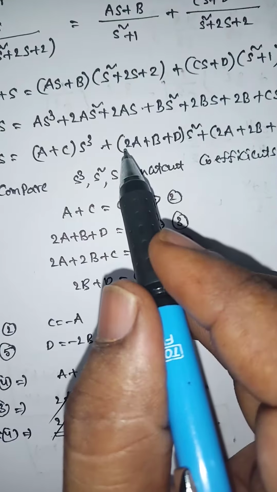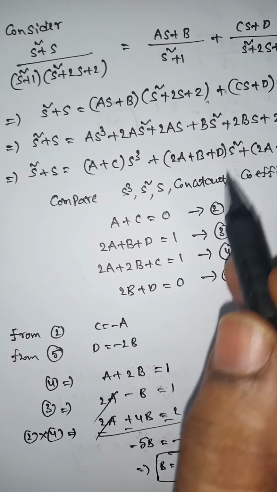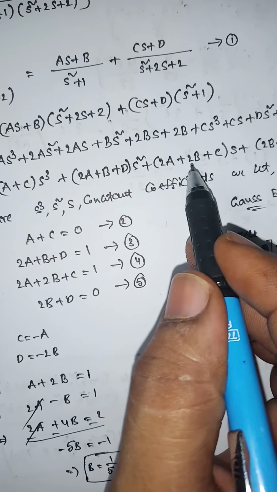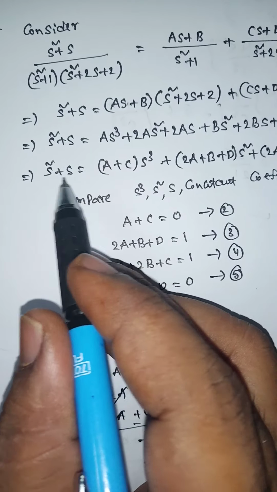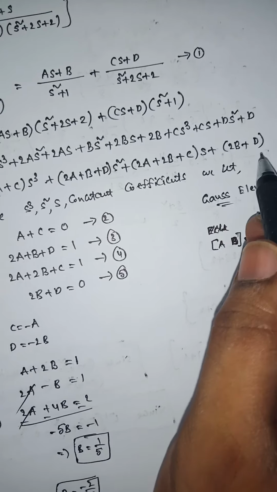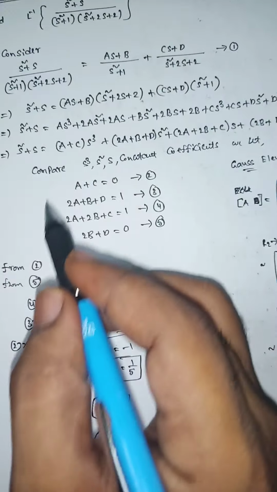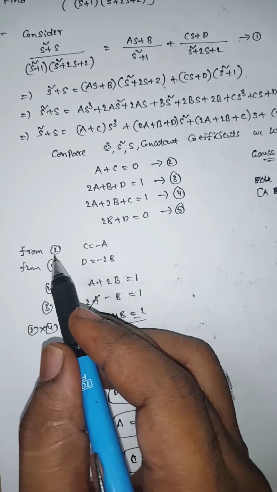This side, s square coefficient 2a plus b plus d, this side s square coefficient is 1. This side, s coefficient 2a plus 2b plus c, this side s coefficient is 1. This side constant 0, this side 2b plus d equals 0. And now the main aim is we have to find the values of a, b, c, d from these.